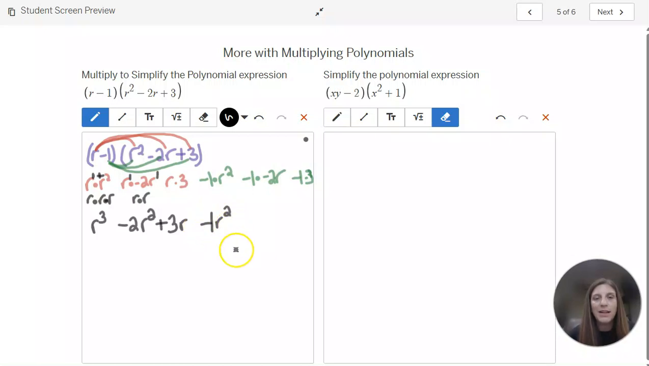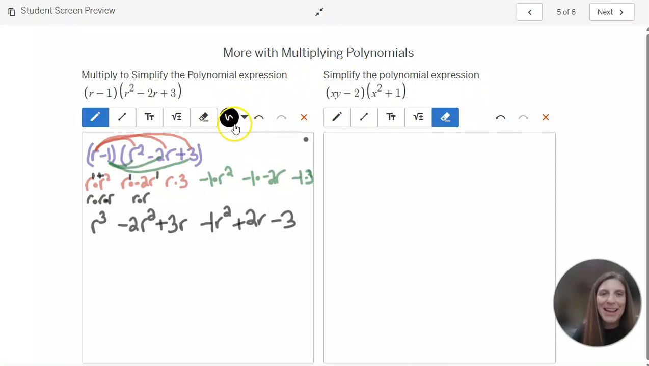All right, here we have negative 1 times r squared. So that would just be negative 1r squared. Here we have negative 1 times negative 2r. A negative 1 times a negative 2 becomes a positive 2, and then we got to put that r on it. And then we have negative 1 times 3, which is a negative 3. That is some beautiful multiplying, but we are still not done.